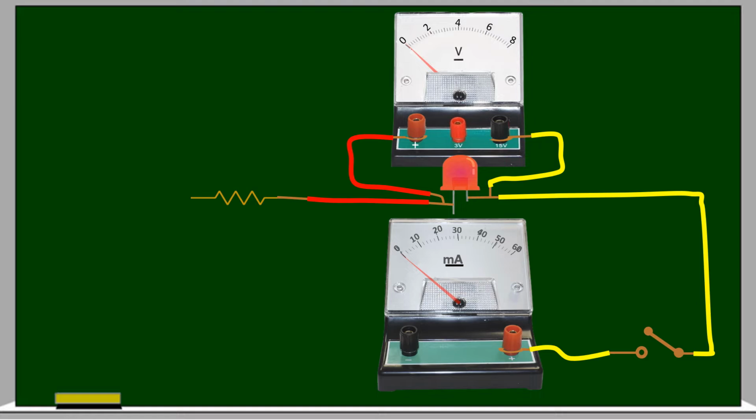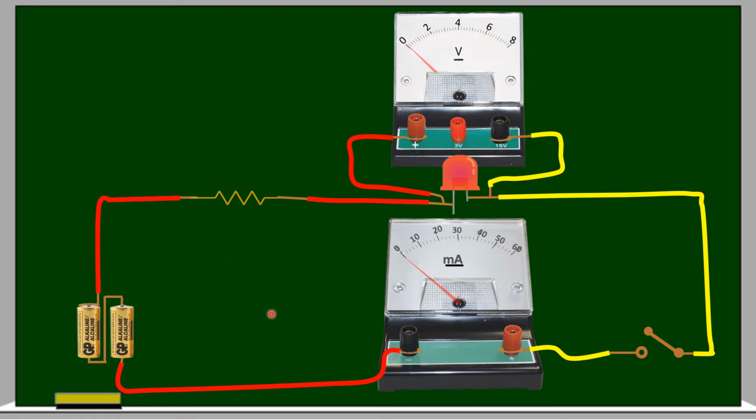Now I am increasing the voltage by connecting two dry cells in series. The negative terminal I am connecting to the negative terminal of the ammeter. The positive terminal will be connected to the resistor. Now if the switch is closed, the key is closed, what happens? You see here, now LED is conducting, that means it is allowing some current to pass through it, so it is glowing dim.